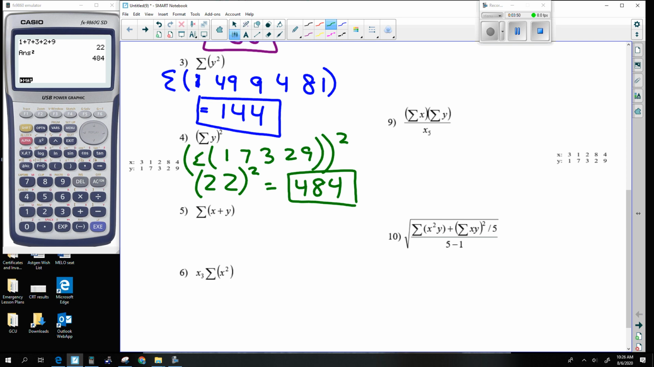All right, number 5 is back to normal. This is, you add the insides, so x plus y. So the first x plus y is the 3 and the 1. The second x and y is 1 and 7. Third, fourth, and fifth. So those are x plus y's as you go down. So I get the inside answers, and then I add them up. Again, the last thing that you usually do in a problem is actually do the summation itself.